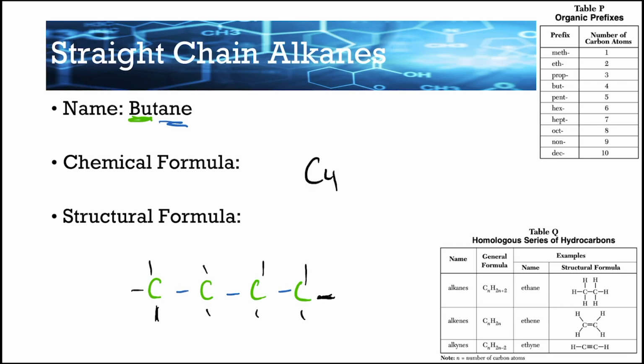And then the formula is C4. And then again, we're plugging into the alkane formula. We can also count the H's that are kind of hiding. And you get 4 times 2 is 8 plus 2 is 10 as your chemical formula. And that's it.